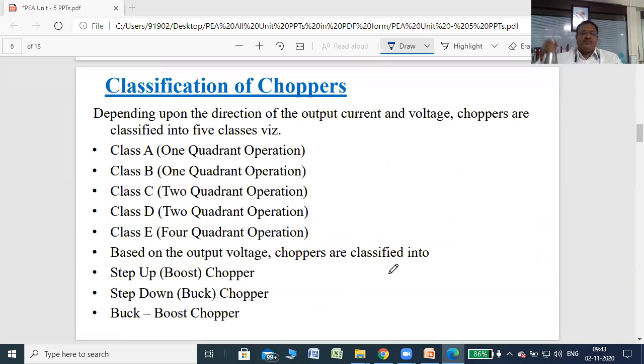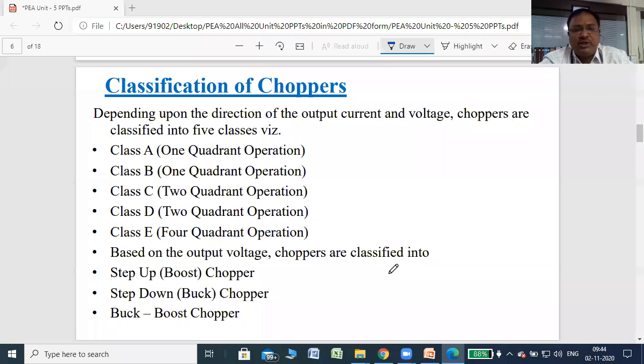Then this is the classification. Class A, also called one quadrant operation. Class B, one quadrant operation. Class C, two quadrant operation. Class D is also called two quadrant operation. Class E, that is called four quadrant operation. So these are the types of choppers.